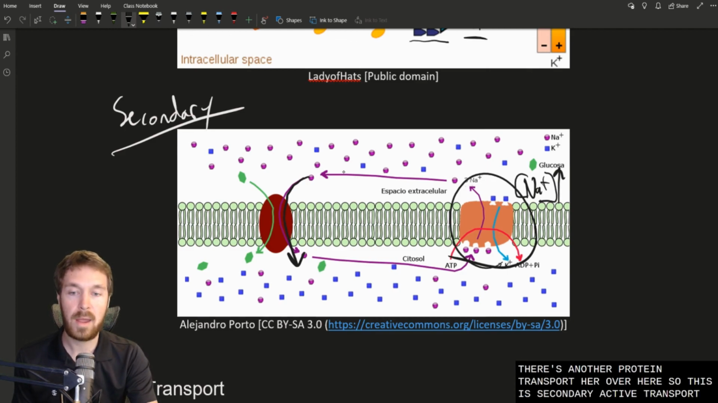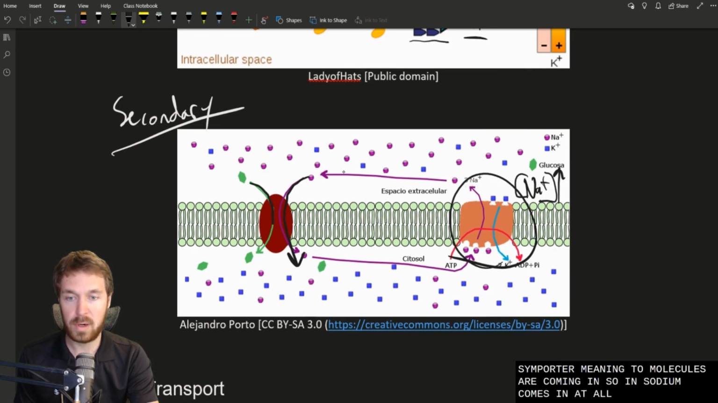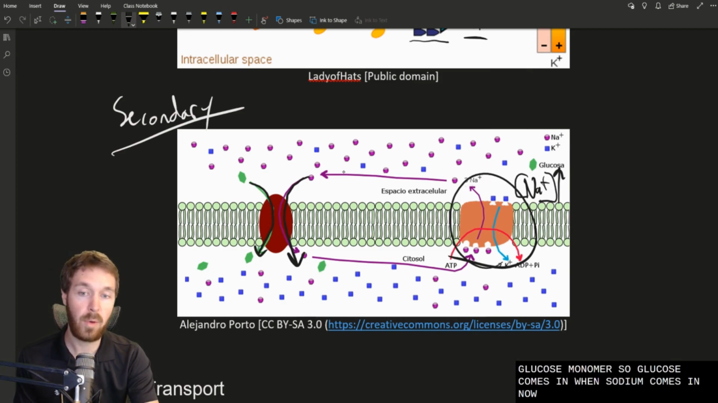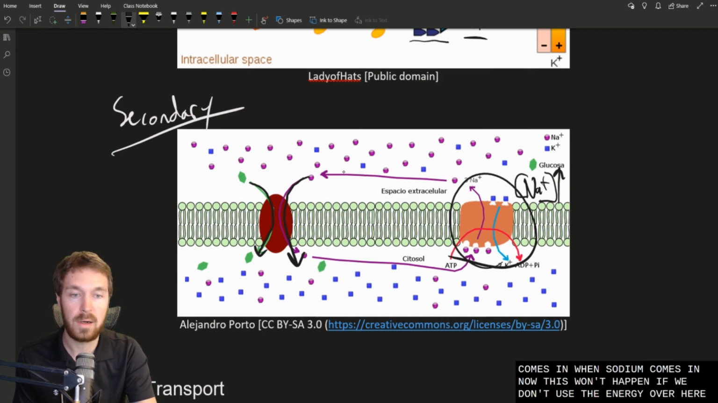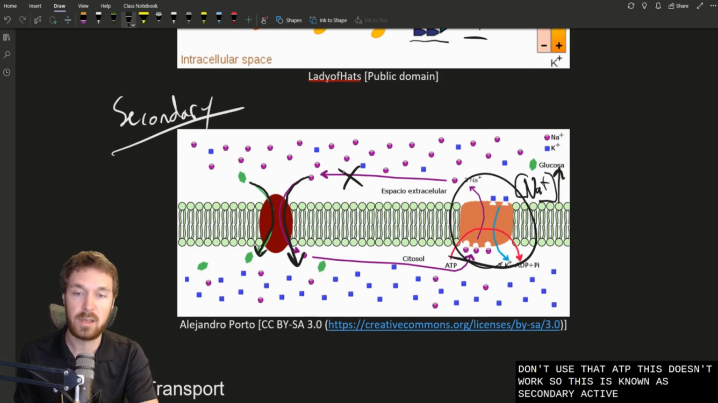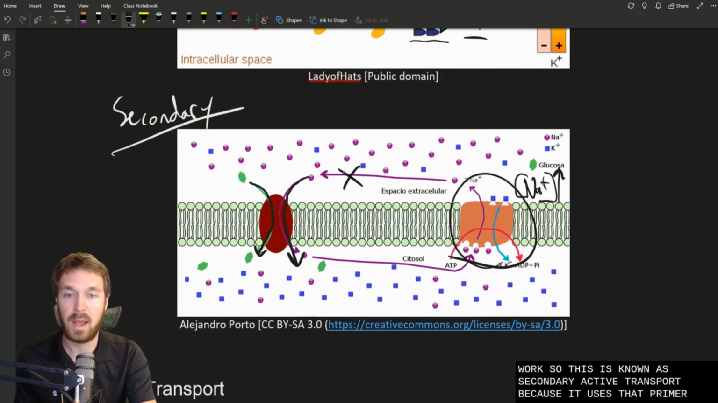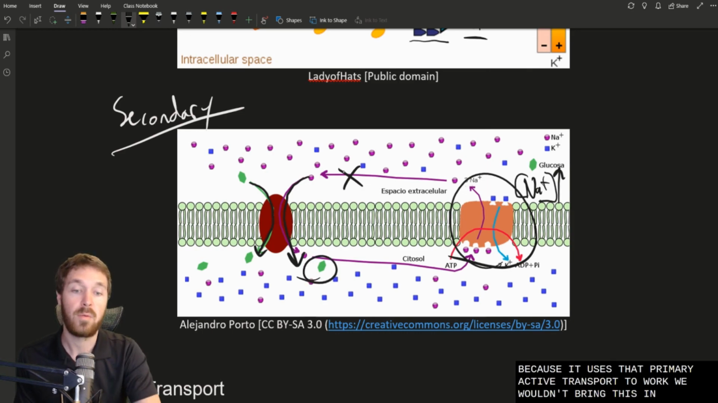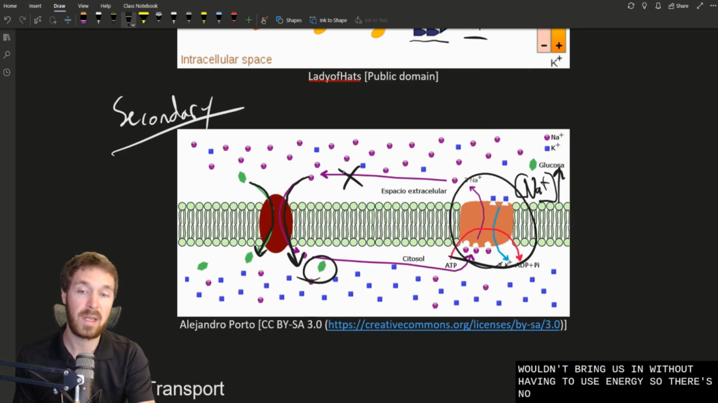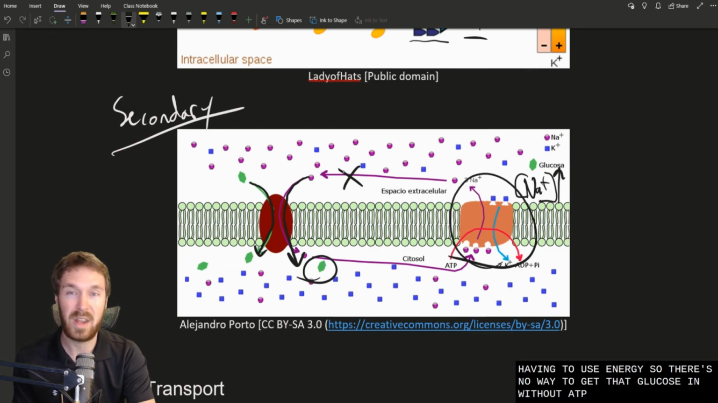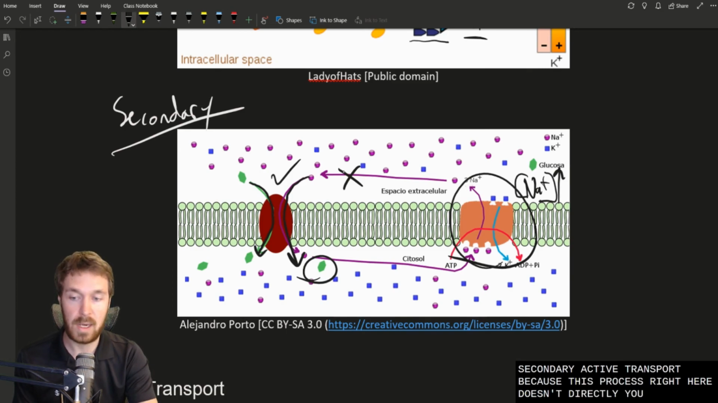When this sodium ion comes in, and this is also known as a symporter, meaning 2 molecules are coming in, it also brings this glucose monomer. So glucose comes in when sodium comes in. Now this won't happen if we don't use the energy over here. If we don't use that ATP, this doesn't work. So this is known as secondary active transport because it uses that primary active transport to work. We wouldn't bring this in without having to use energy, so there's no way to get that glucose in without ATP. It's just known as secondary active transport because this process right here doesn't directly use ATP hydrolysis.